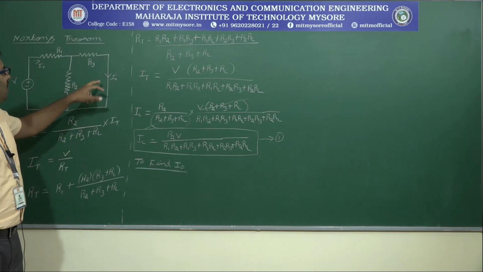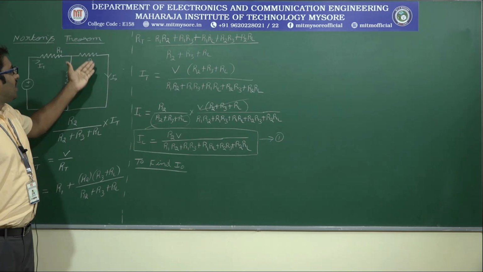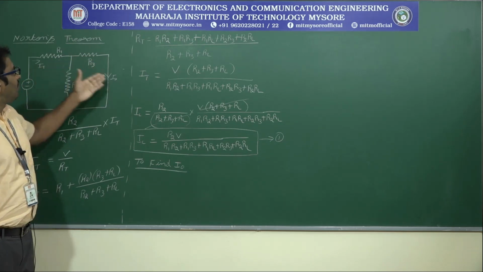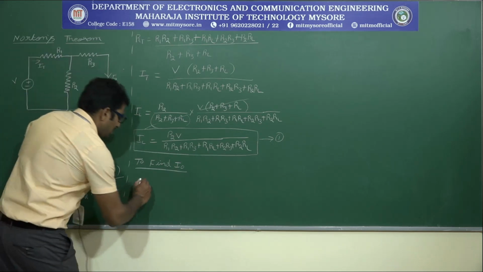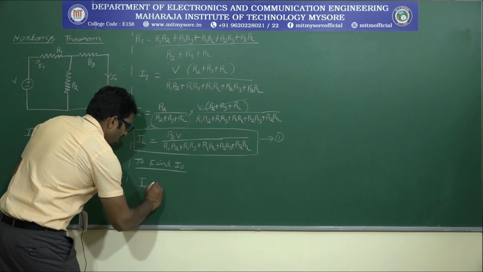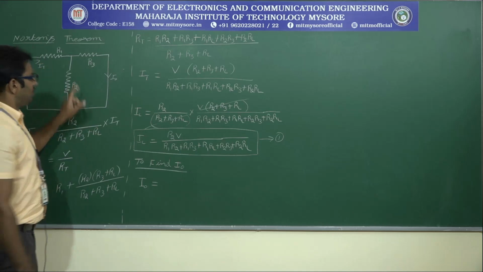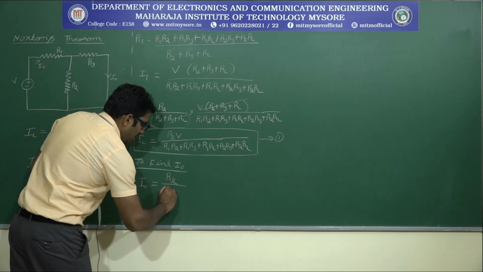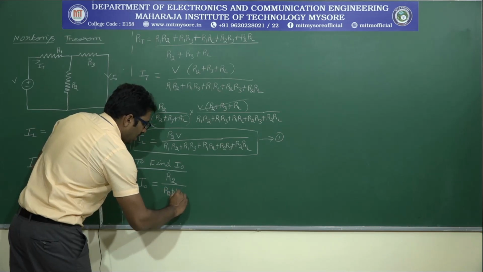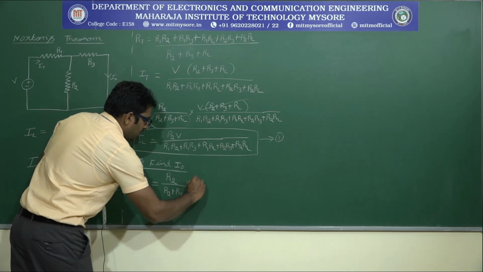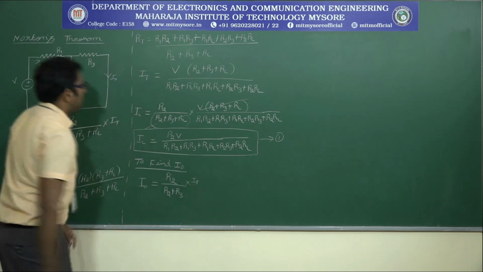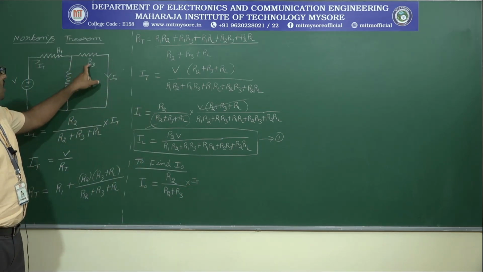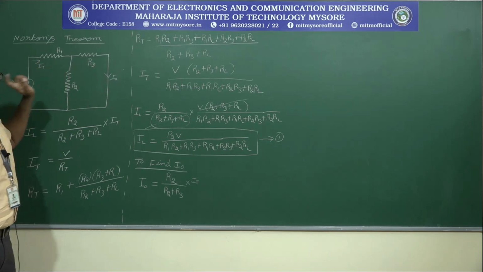How to find out I naught? I naught is nothing but the current through R3. So, by knowing the total current, how can we find out I naught? I naught is equal to R2 divided by R2 plus R3 into the total current IT.